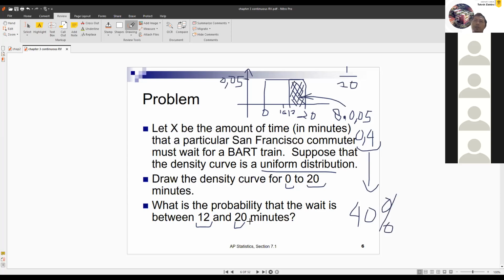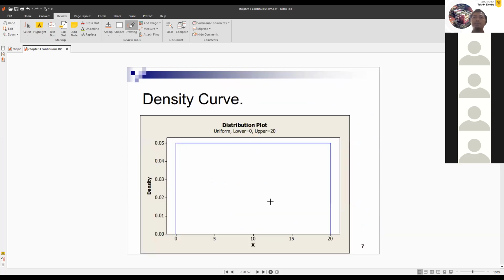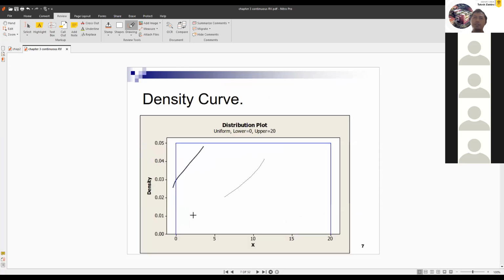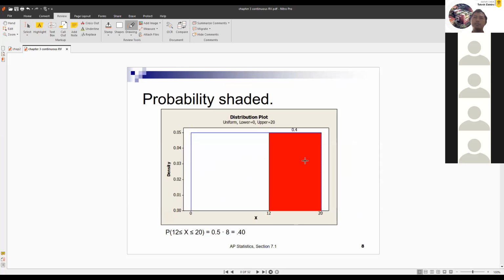So it means that we have a 40% chance of having the train between 12 and 20 minutes. So this is the curve and this is the result here, 0.4 or 40%.